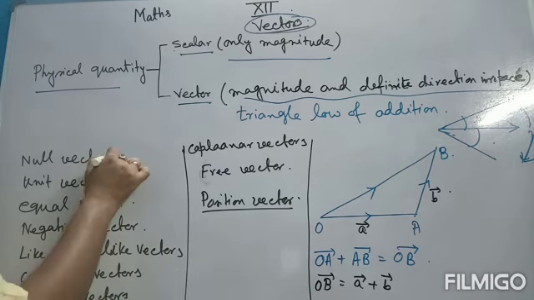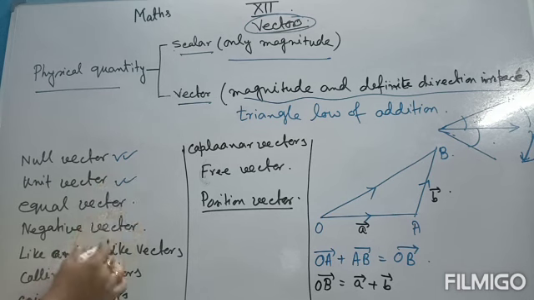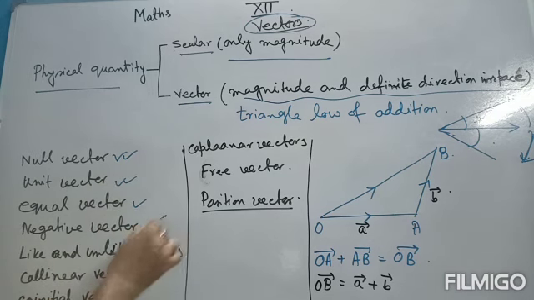So many types of vectors: null vector, unit vector, equal vector, negative vector, like and unlike vectors, collinear vectors, co-initial vectors. It is all known to all of you. Co-initial means starting position same. Null vector means magnitude is 0. Unit vector, magnitude is 1, etc. It is known to all of you.